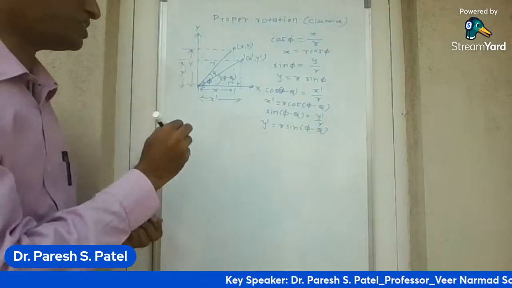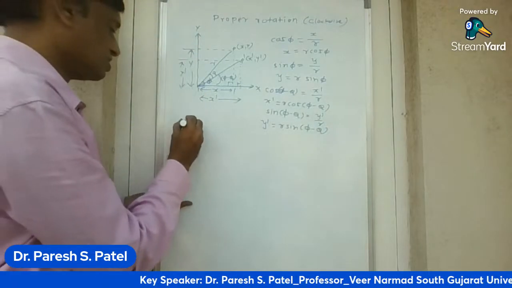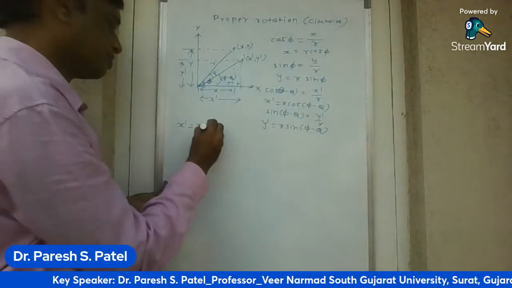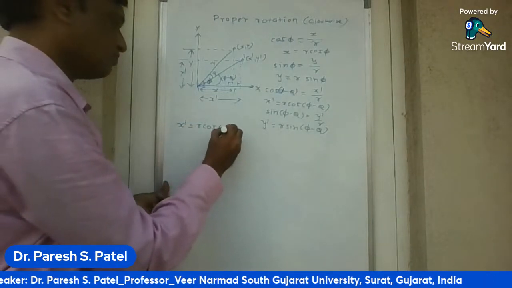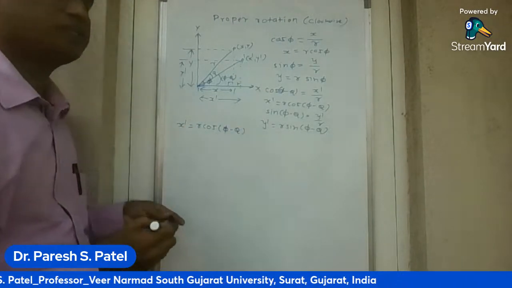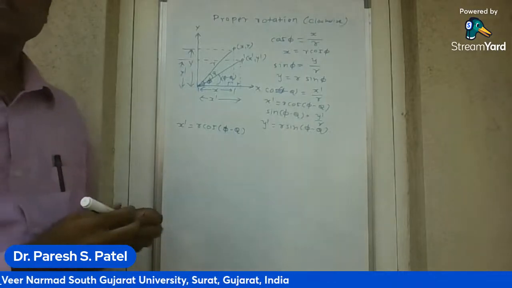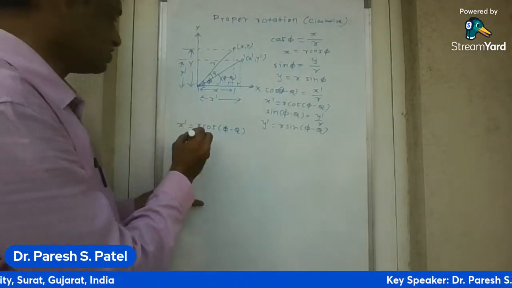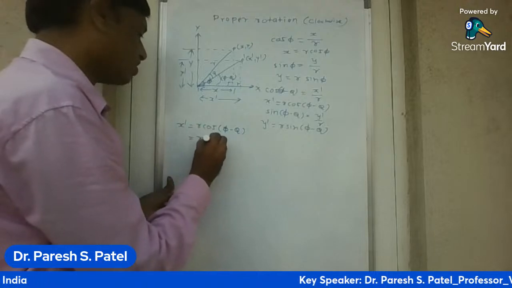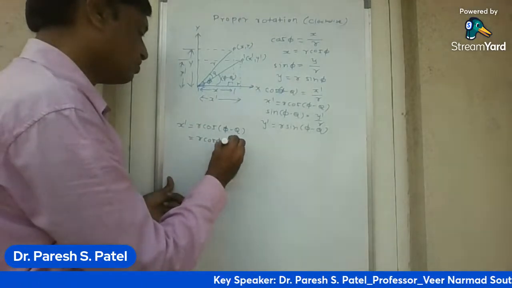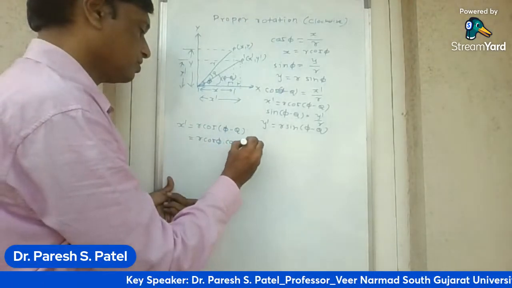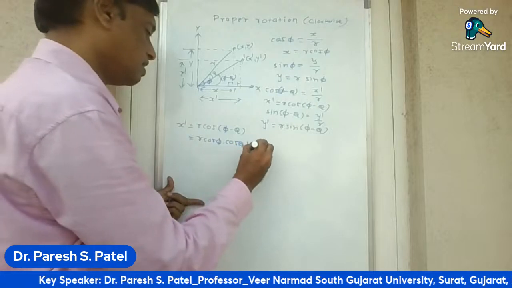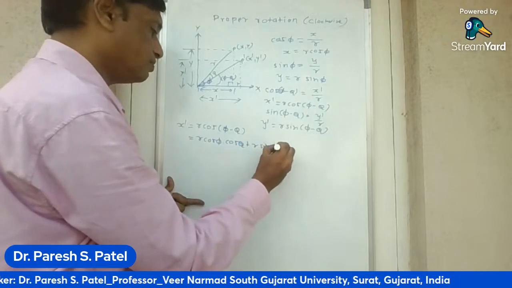Now simplify both these equations. So x dash is equal to r cos of phi minus theta. We know that cos of a minus b is equal to cos a cos b plus sin a sin b. So it is equal to r cos phi cos theta plus r sin phi sin theta.